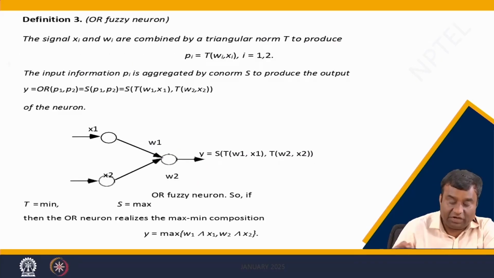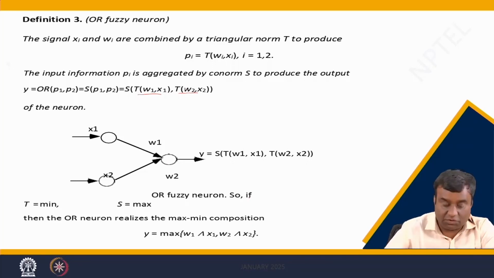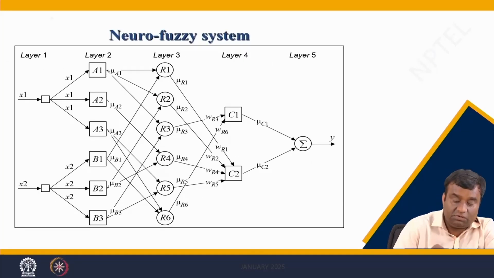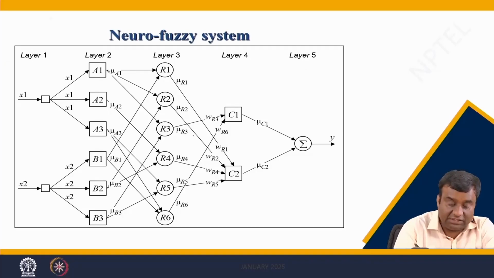Similarly, there is an OR fuzzy neuron. Here, you first find the minimum of these two, the T-norm, and then find the maximum of these. This is known as the OR fuzzy neuron. So this is one system of neuro-fuzzy systems.